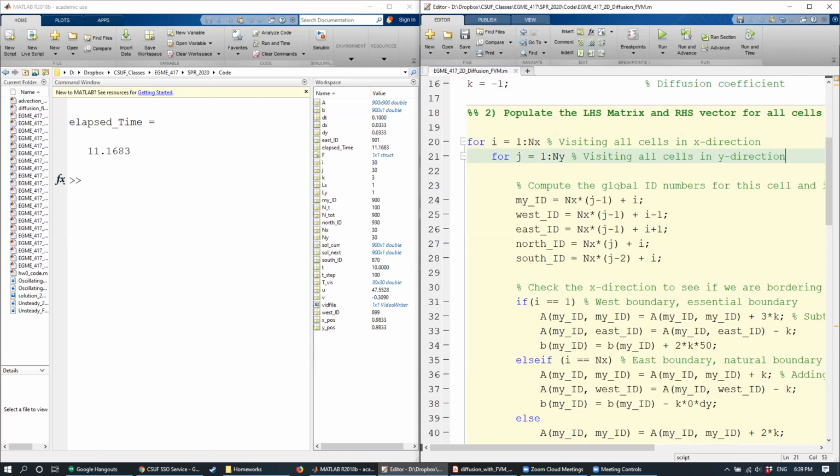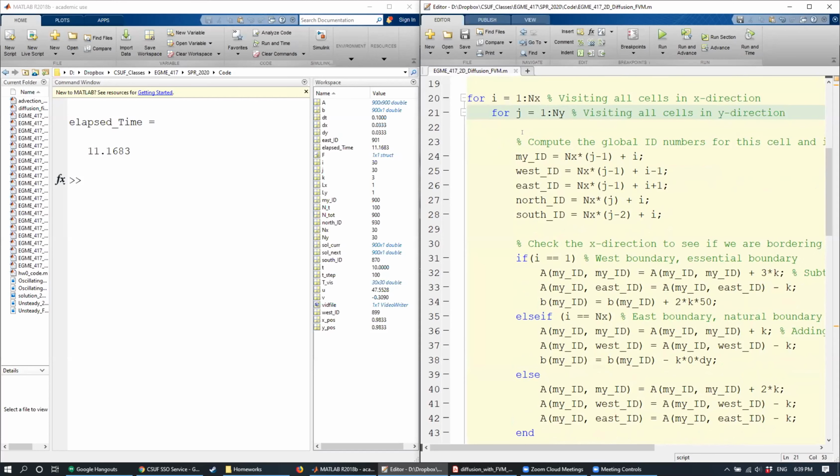So notice how these loops are nested. This is basically the same format as we always did. When you put the second loop inside the first loop, through this we can visit every single cell in our grid, which is what we want, because we want to form an equation for every single cell. So in order to do that, you have to visit every single cell in our grid.